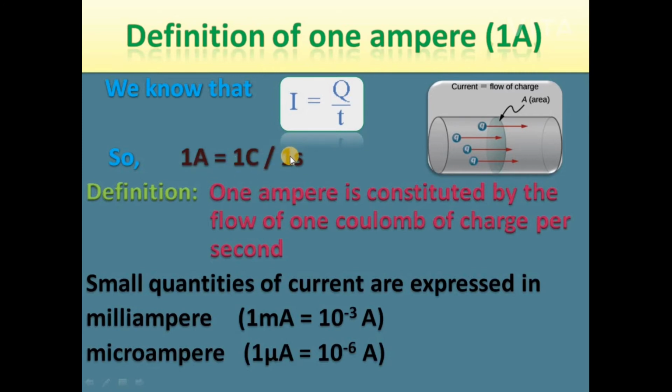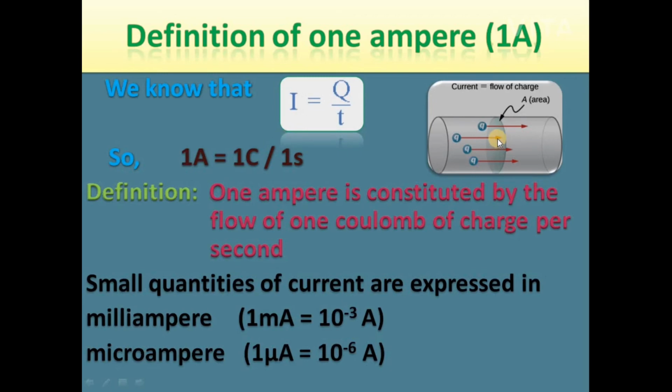The definition is: 1 ampere is constituted by the flow of 1 coulomb of charge per second. That is, if you consider a particular area, and only 1 coulomb of charge passes through that area in 1 second, then we say that the current is 1 ampere.